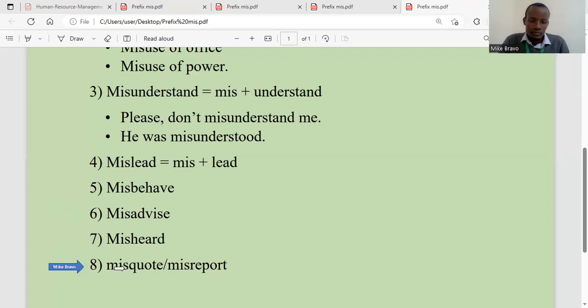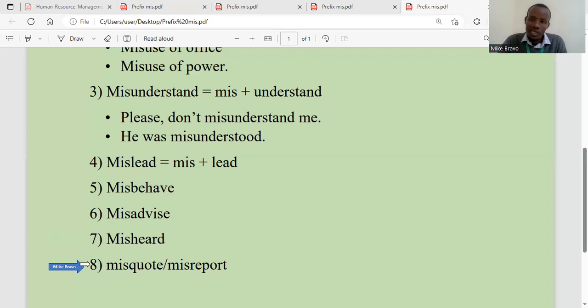Then misquote, or sometimes we can say misreport. To misquote or to misreport is to report a statement that was said by someone in a wrong way. Like when we are giving reported speech, you can misquote a person. Maybe this person was addressing people somewhere, he said something, but when you go and report this person to a third party, you say something which is different from what was actually said. That is to misquote someone.